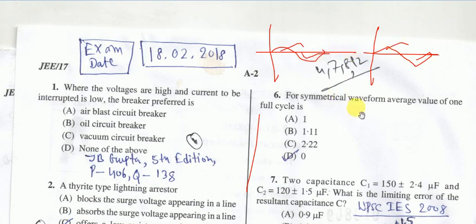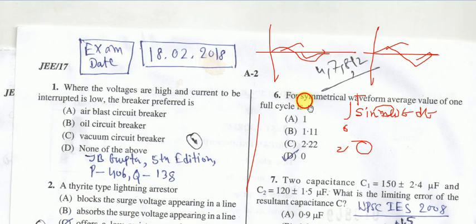Now, the symmetry of a waveform can be explained by the Fourier series. What does the Fourier series say? If I take the sine form, sin(mωt) dt, and integrate over 0 to T, it becomes 0. Similarly, for cos(mωt), for any value of m, it also becomes 0.